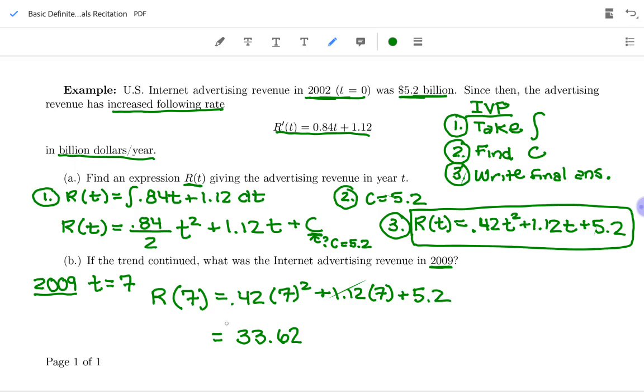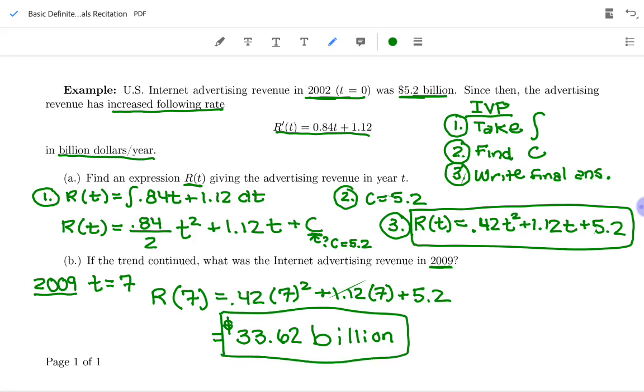And then I want to think about what the units are on this. So I'm talking about revenue. So this is money. Is it just $33.62 made in year 7? No, we want to remember we're talking about billions of dollars. So in 2002, the revenue was $5.2 billion from advertising on the internet. And then we knew it was increasing because it says this is increasing at this rate. So by 2009, we went from $5.2 billion in 2002 to $33.62 billion in revenue from advertising on the internet in 2009.